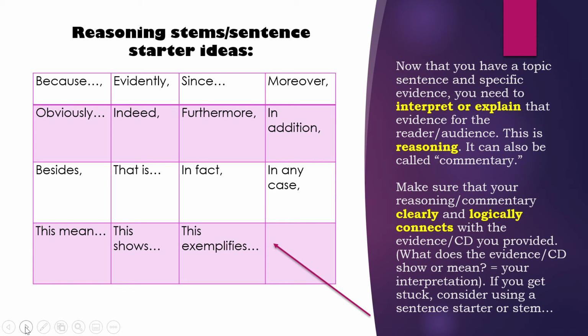So you need to maybe explain what the evidence or the concrete detail shows or means, and that's your interpretation. So if you get stuck, we do have some sentence starters or stems to help you out with this part as well. So after I've given my evidence, I can say something like, in fact, this shows blah, blah, blah, or moreover, blah, blah, blah. So you need to think of what your evidence is doing. Only use a sentence starter that makes sense with what you're trying to explain about your evidence. Not all of these will work with every situation, so you just kind of have to use your brain to figure out if any of these are helpful for getting started.